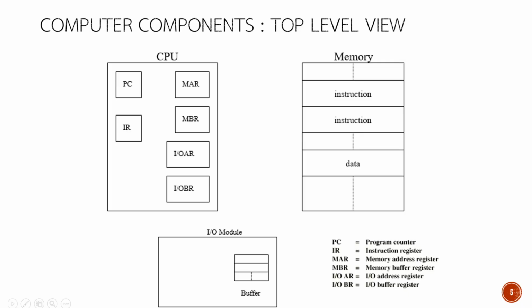IOAR, input-output address register, is a register used to specify the address of an input-output device. Its function is to specify the address of an I/O device. The I/O buffer register is a buffer register used to temporarily store data for input-output devices. It is used for exchanging data between the input-output module, I/O module, and the central processing unit, CPU.